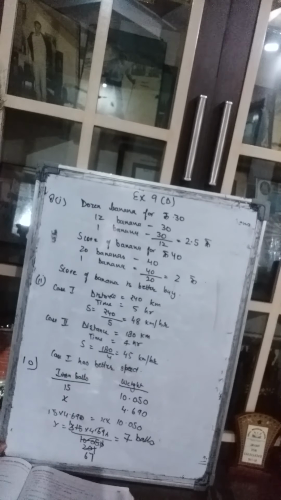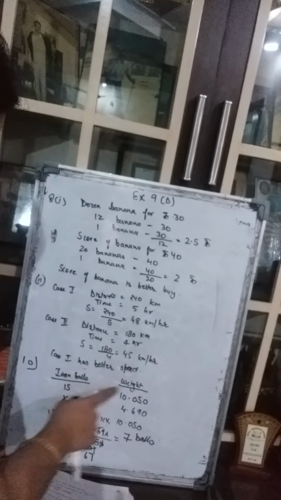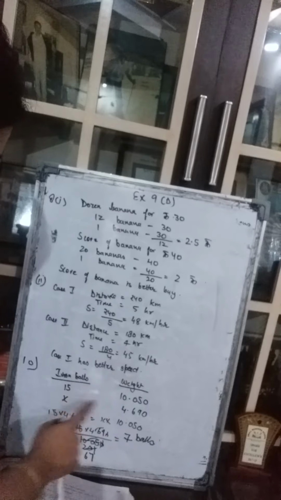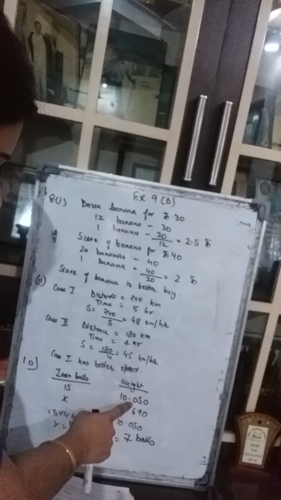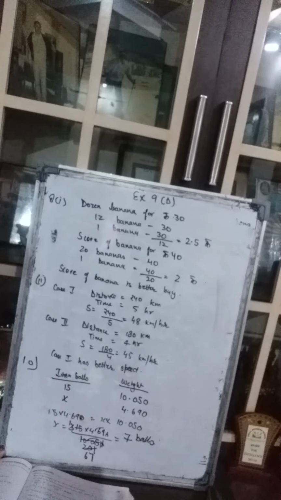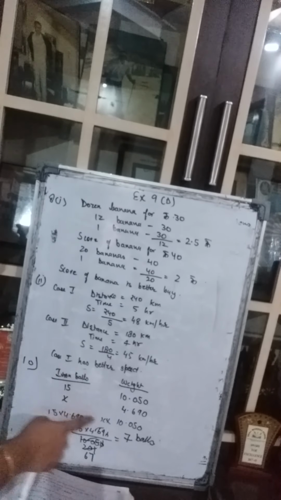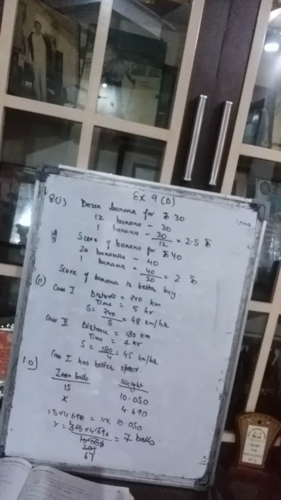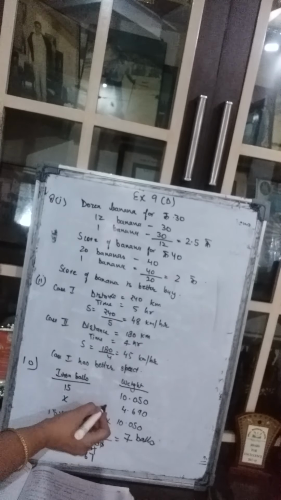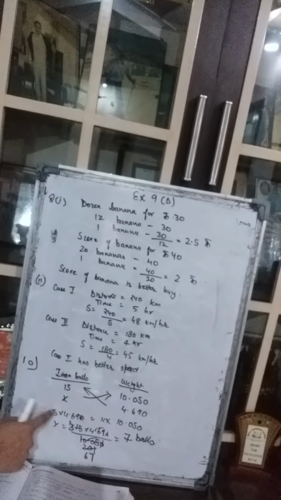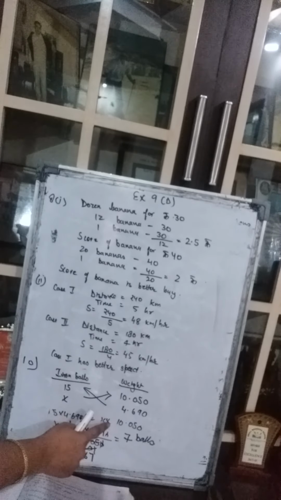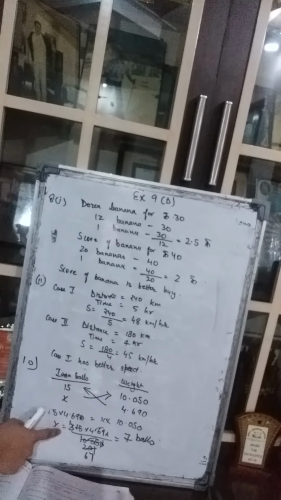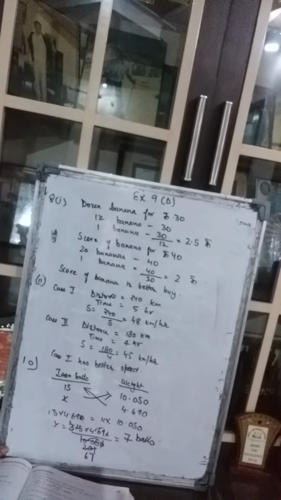Now we come to the 10th question. 9th question you will do on your own in a homework copy. Okay, now 10th question says 15 balls of same size weigh 10 kg 50 gram. So here we have made two headings, iron balls and weight. 15 iron balls, they are weighing 10.050. We have converted it into decimals. Okay, and how many iron balls will weigh 4.690? So let's put X here under iron balls and do the cross multiplication. So 15 into 4.690 is equal to X into 10.050. When you solve it, you will get the answer is 7 balls.